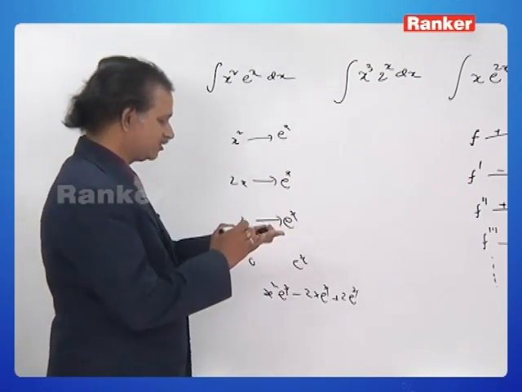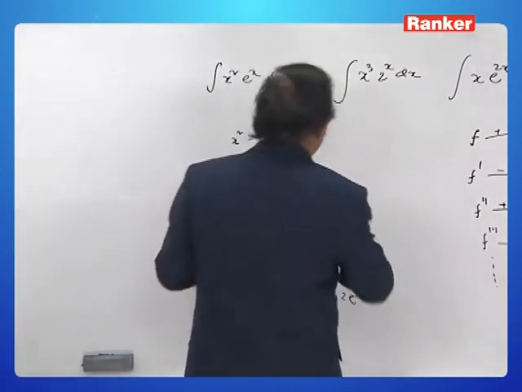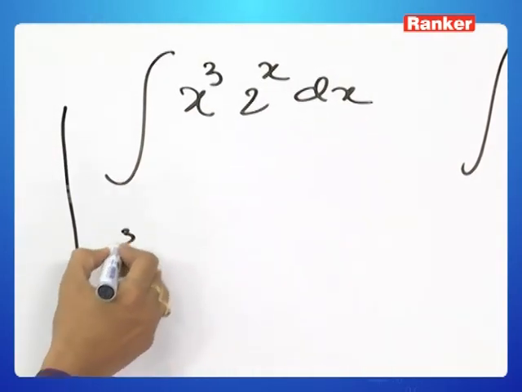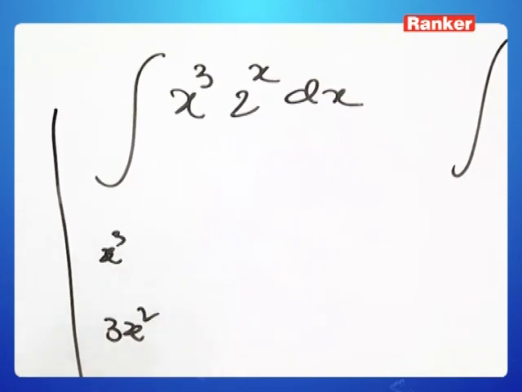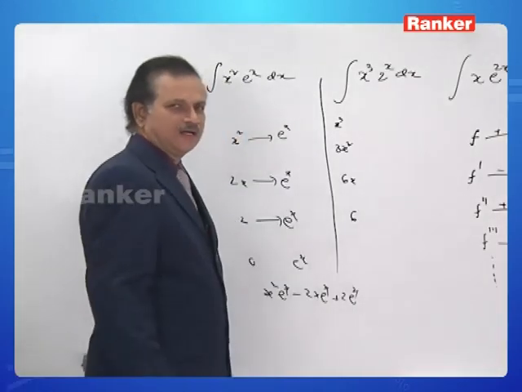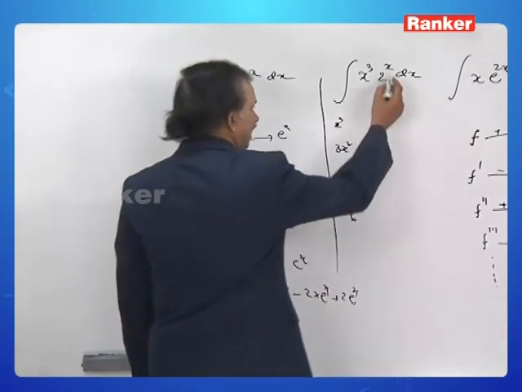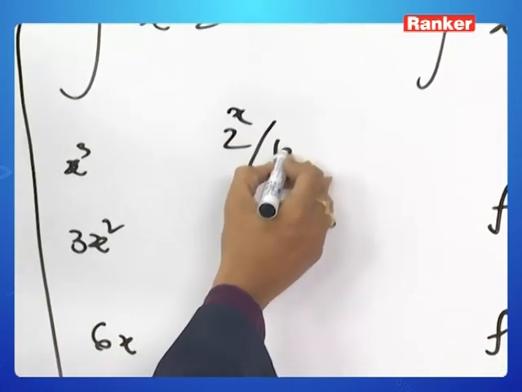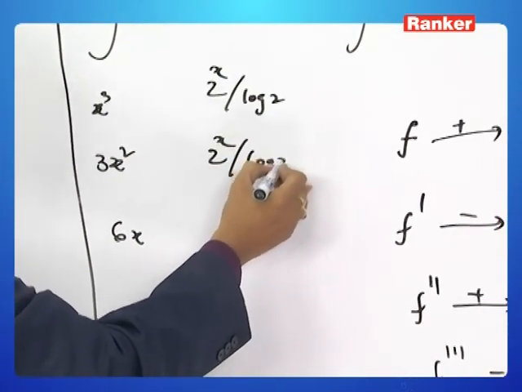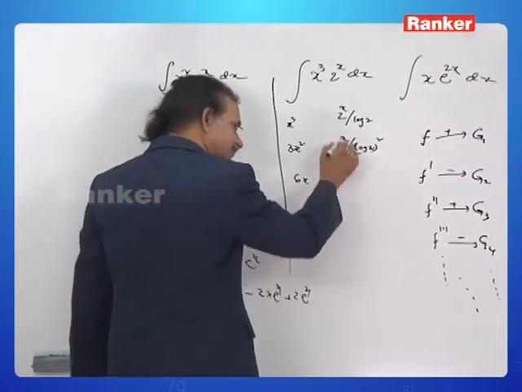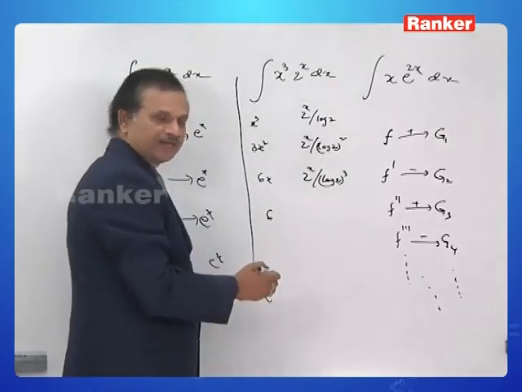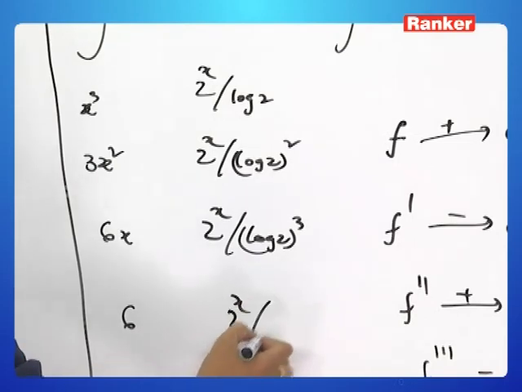Let us apply the same for that. This problem, what is going to happen? X cube, its derivative, 3x square, its derivative, 6x, its derivative, 6, its derivative. We can stop there because its derivative is 0. Integral of 2 power x is 2 power x by log 2. Integral of this, 2 power x by log 2 whole square. Integral of this, 2 power x by log 2 whole cube. Integral of this, 2 power x by log 2 whole power 4.